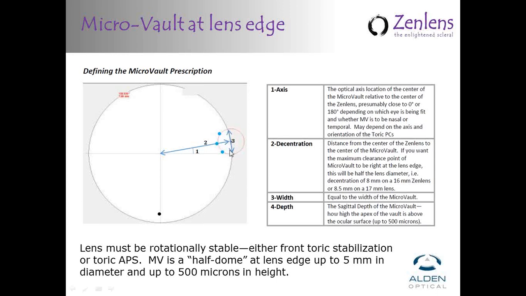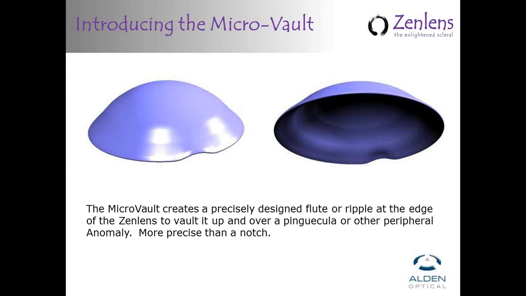We're going to need to know the width, or the diameter, of the micro vault that we want, and usually 2 to 3 millimeters is a pretty good size. Again, we're not trying to vault completely over the pinguecula because that would create a channel for air to work through and get into the chamber. And then the height or depth of the micro vault is typically in the range of 200 to 300 microns of elevation, of this little arch, if you want to think of it that way. It would be about 200 microns or so, whatever you want to specify. If it's a large pinguecula, 300 or so.